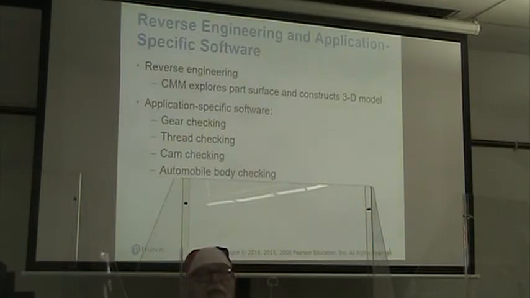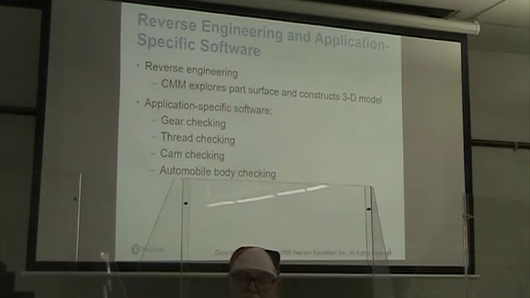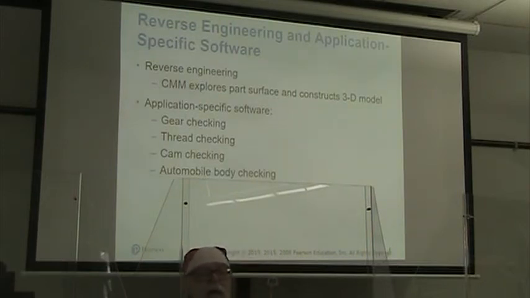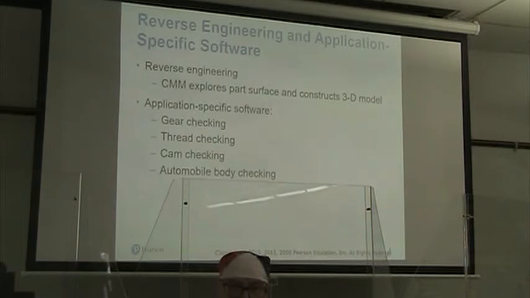We might have reverse engineering and application-specific software. Reverse engineering, our coordinate measuring machine will explore the part surface and construct a 3D model of that part. Application-specific software might do gear checking, thread checking, cam checking, or automobile body checking. Right? And I'm sure that this is only limited by the imagination of the software designers.